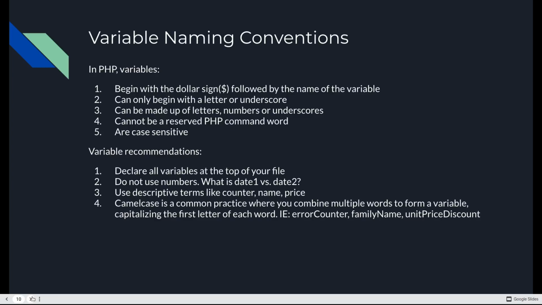Camel case is a common practice where you take two words that describe what the variable is, and you capitalize the first letter, usually of the second word. Might be more than two words, right? So errorCounter, notice C is uppercase, or familyName, capital N on name. unitPriceDiscount, P and D are capitalized, right? I think you get the idea with camel case. Some people like it, some people hate it. It's a common practice that's out there. I do it. I think it makes sense.